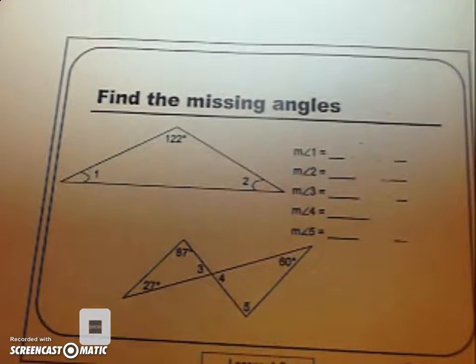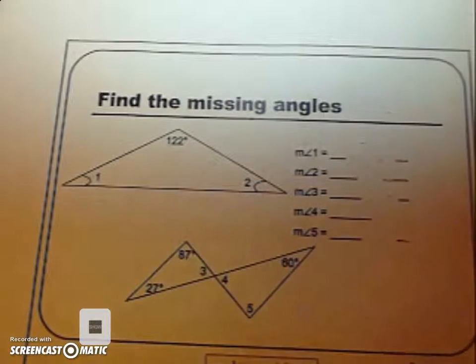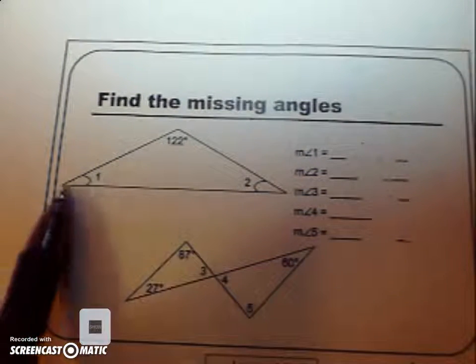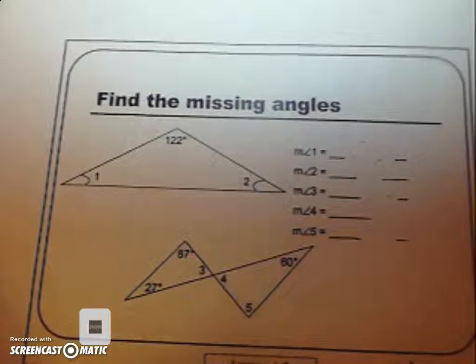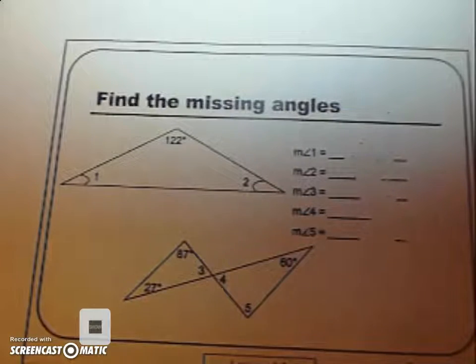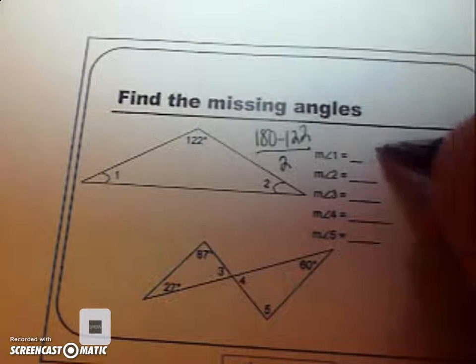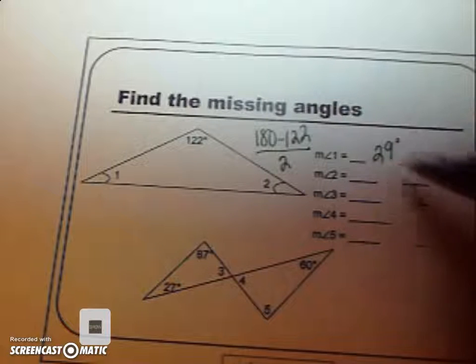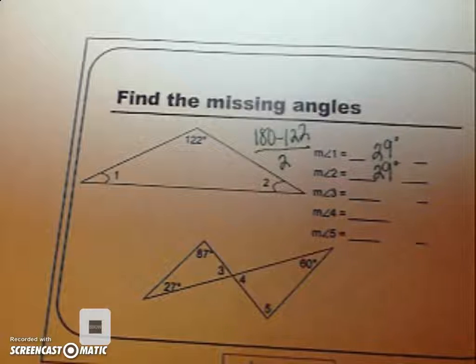So we have another set to find the missing angles with. This time we have some different labels here. 122 is the top one, and you'll notice that the measure of angle 1 and the measure of angle 2 are supposed to be the same. So if I take 180 and subtract 122 from it, then I want to divide by 2 to get the measure of angle 1, which would be 29 degrees, and then the measure of angle 2 would be the same thing, so also 29 degrees.